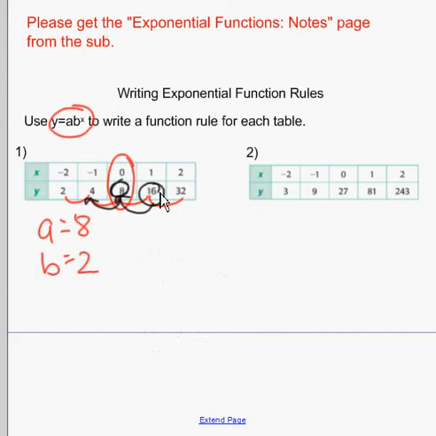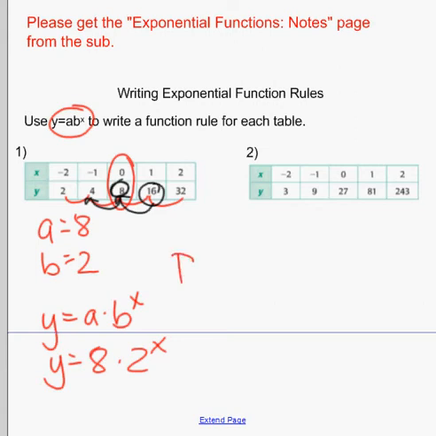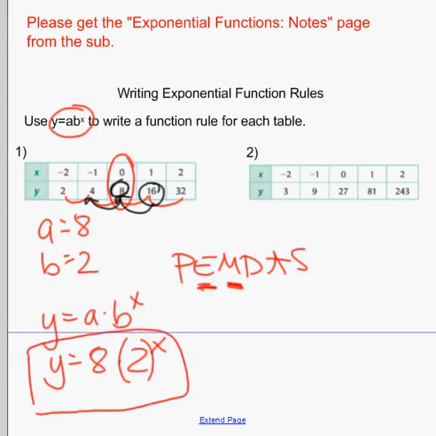At this point, I take my a and my b and I plug into y is equal to a times b to the x. So y is equal to 8 times 2 to the x. Now be careful. Don't multiply this 8 and this 2. The reason is this: if we follow order of operations, PEMDAS, we simplify the exponents before we multiply. It's kind of like this 2 is in parentheses. We would need to raise the 2 to the exponent first and then multiply by 8. So here is your final answer.